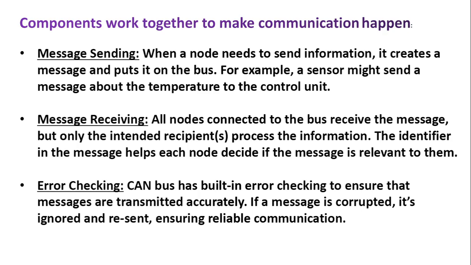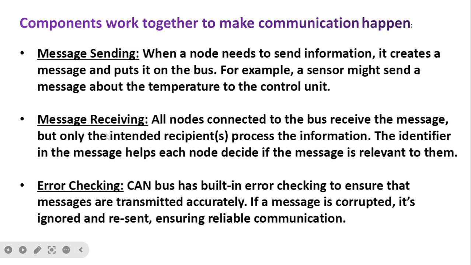Next window, components work together to make communication happen. The communication is done in this way: message sending, message receiving and error checking. In message sending, when a node needs to send information, meaning any feature sending information, it creates a message, a signal, and puts it on the bus. For example, a sensor might send a message about the temperature to the control unit, meaning the temperature sensor from the coolant or the engine is sending some temperature data signal to the control unit.